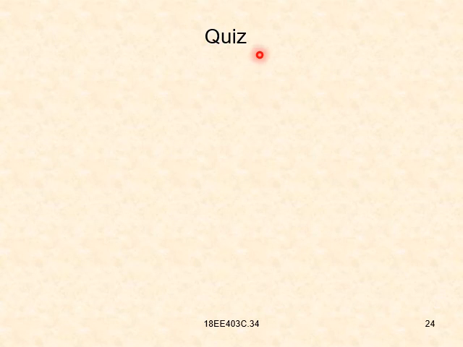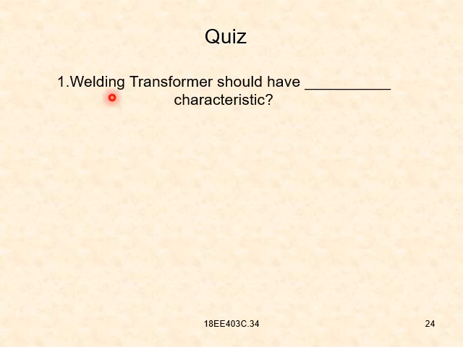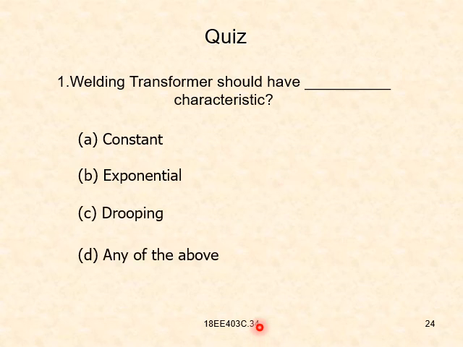So are you ready for a small quiz? Welding transformer should have dash characteristics. Just guess the answer. I think it should have constant characteristics, and also in some point of view exponential characteristics, and also dropping characteristics. So I guess any of the above is right. Let us see what you will be guessing.